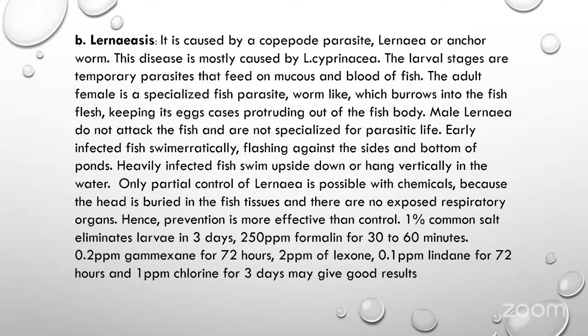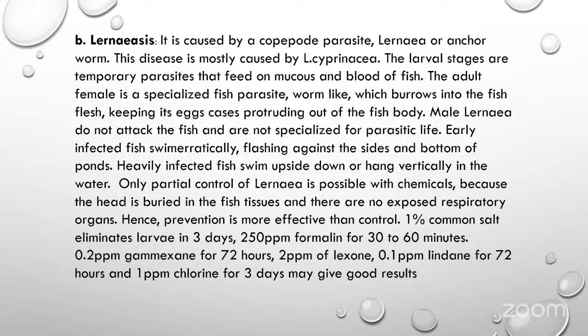The next is lernaeosis. It is caused by a copepod parasite, Lernaea, or anchor worm. So this is also called Lernaea or anchor worm. This disease is mostly caused by Lernaea cyprinacea. The larval stages are temporary parasites that feed on mucus and blood of fish. The adult female is a specialized fish parasite, worm-like, which burrows into the fish flesh, keeping its egg cases protruding out of the fish body.